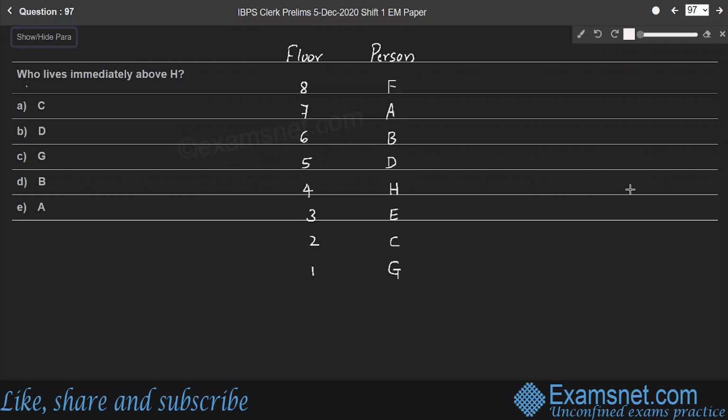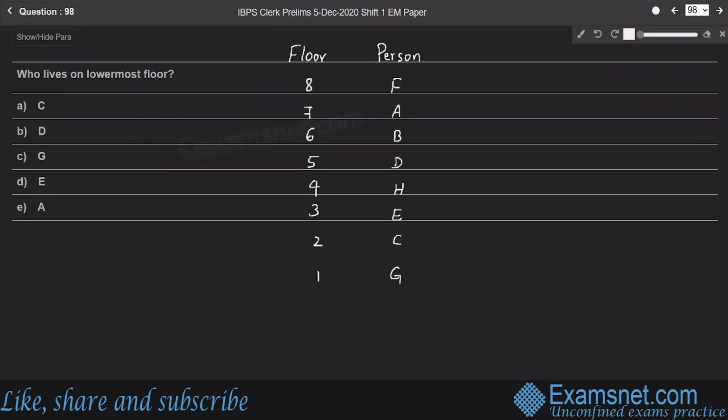Question 97. Who lives immediately above H? Above H. So D lives. Hence, option B is the right answer. Question 98. Who lives on the lowermost floor? Here, lowermost floor is first floor. G lives on the lowermost floor. Hence, option C.